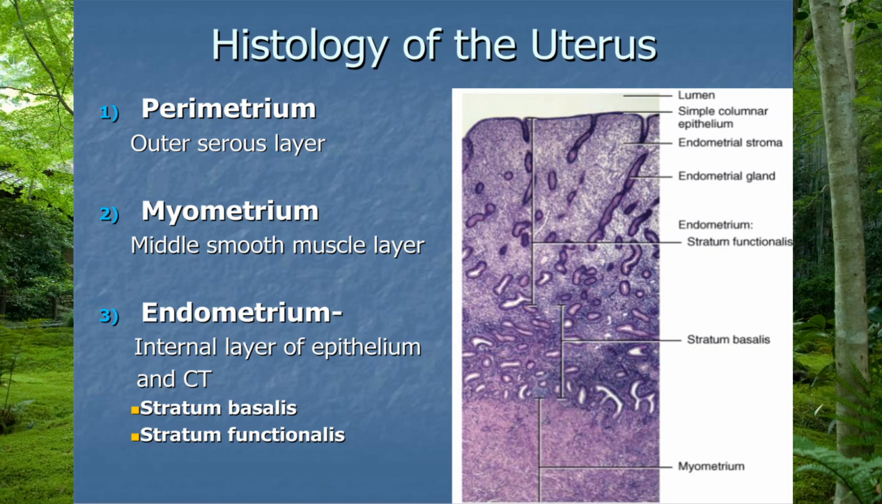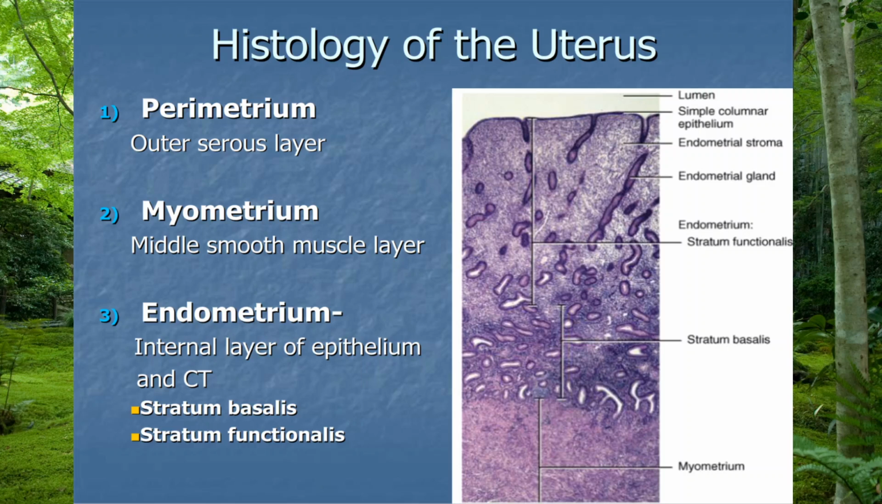Okay, so now we're going to talk about the histology of the different layers that make up the uterus. On the outside of the uterus, we'll find something called perimetrium. Remember that peri means around or outside, and metrium means, in this case, uterus. And so the perimetrium is the outermost layer of the uterus, and it's made up of a serous membrane, essentially connective tissue and some epithelial tissue.